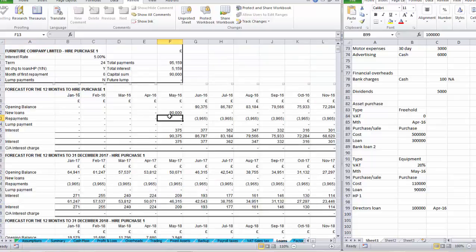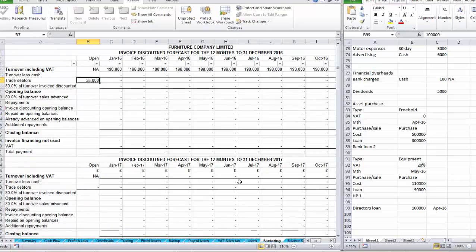On your loans, it will automatically do that for you based on the information you put in. So if we take hire purchase 1, we put in interest rate of 5%, term 24 months, and all the other information. The new loan, which was in month 5, it automatically calculates the repayments and the interest. And this will be taken to the profit and loss account, and these payments, so 3965, will go straight to the cash flow forecast. Factoring, well, we don't have factoring in this particular business.